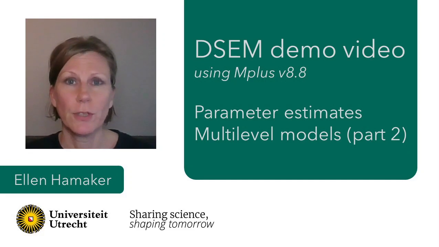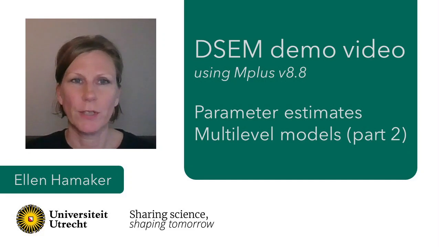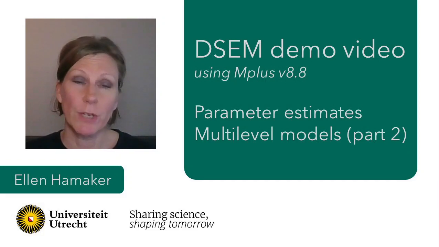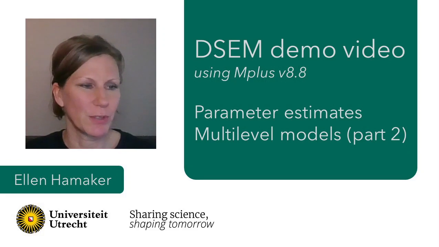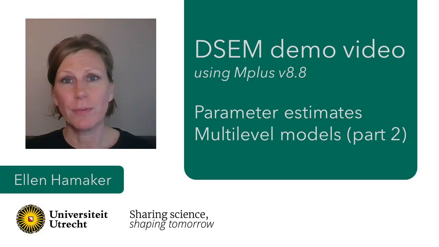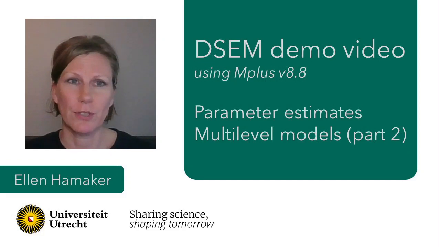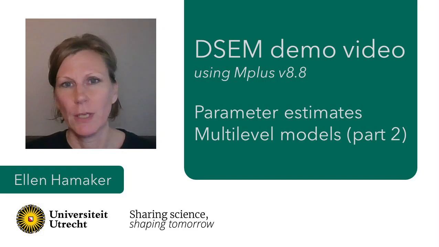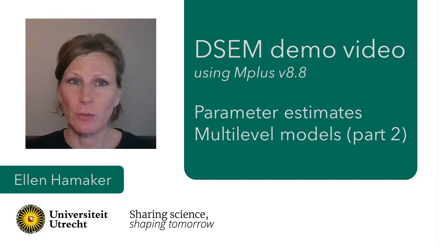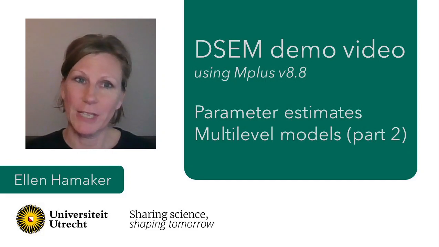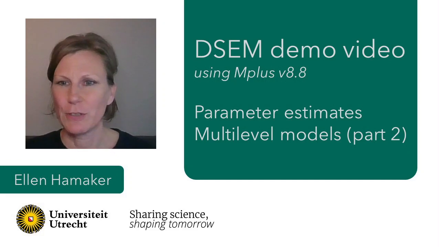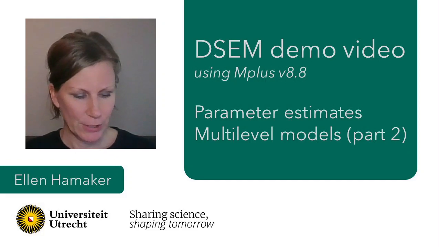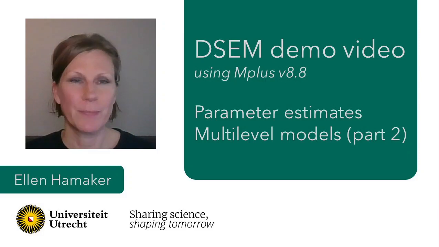In this DSM demo video, I will go through the output of more advanced dynamic multi-level models, in which we bring in the structural equation modeling component at the between level and do more exciting stuff at the between level. So this is a follow-up on part 1, in which we were just allowing the random effects at the between level to be correlated with each other. And it's also associated with two videos about the input of these kinds of models. So if you haven't seen those, you might want to check out these videos first.